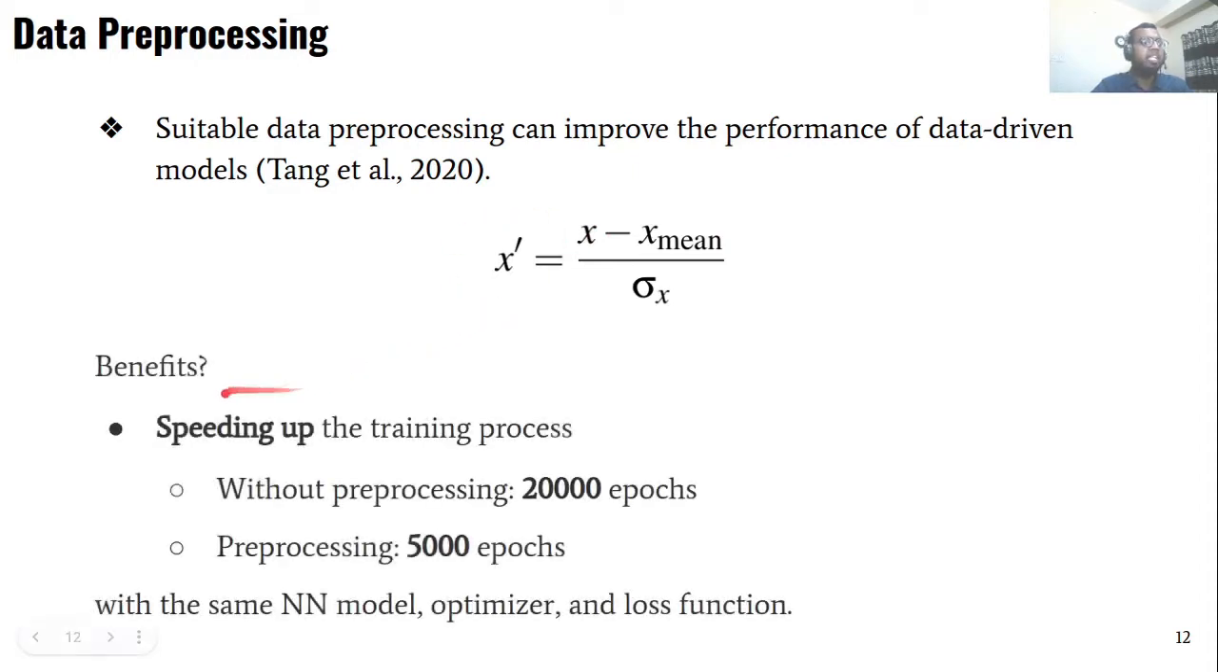Now what are the benefits we found in this particular work? Of course we found a speeding up in the training process. Without pre-processing it took around 20,000 epochs, whereas with pre-processing it took around 5,000 epochs only. And this comparison is on the same NN model, optimizer and loss function. So of course we found around 4 times speed improvement here.